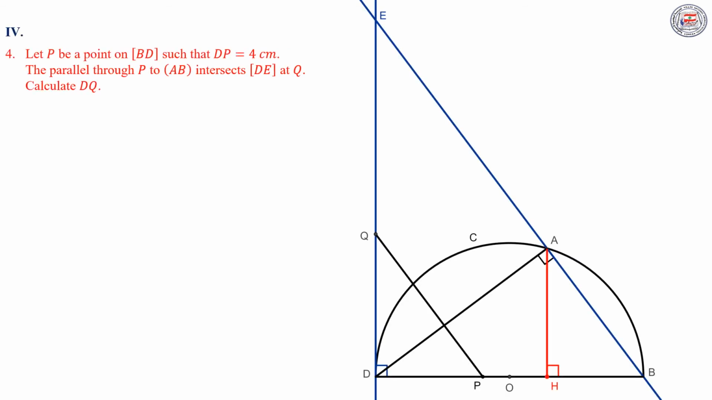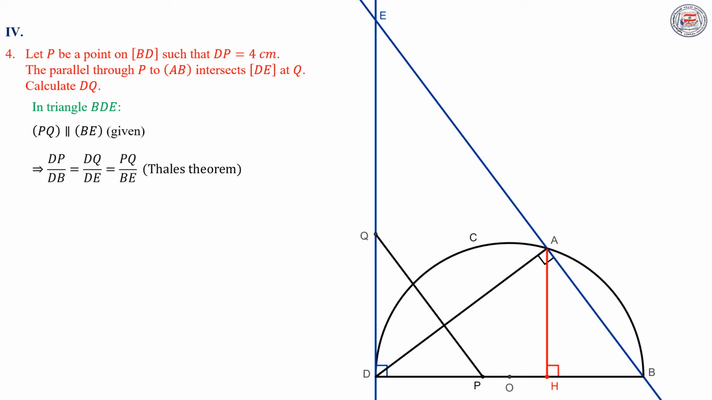In part 4, let P be a point on BD such that DP equals 4 centimeters. The parallel through P to the line AB intersects DE at Q. Calculate DQ. In triangle BDE, we have from the given PQ parallel to BE, so we can use the Thales theorem. Then DP over DB equals DQ over DE equals PQ over BE.